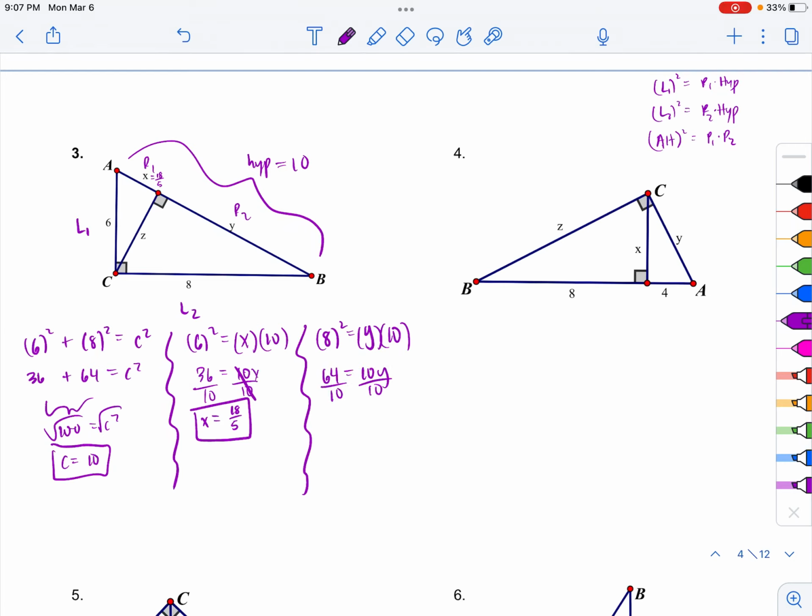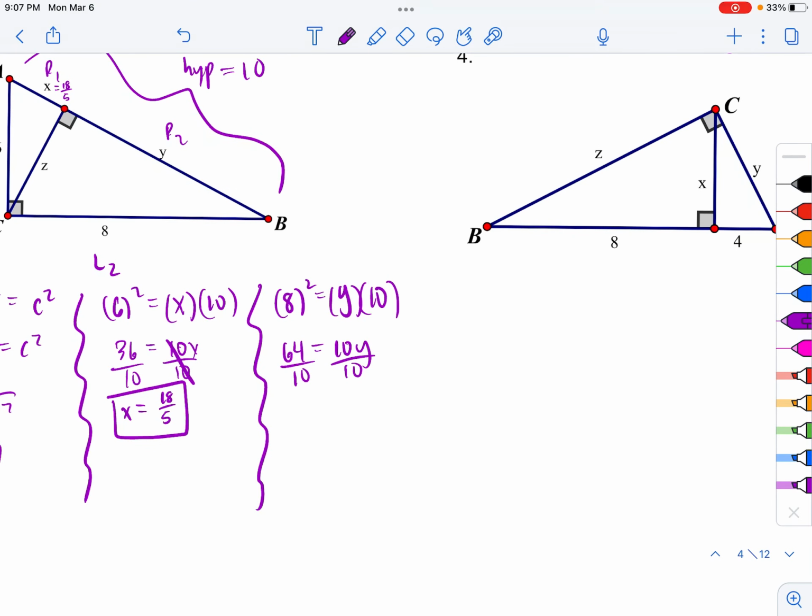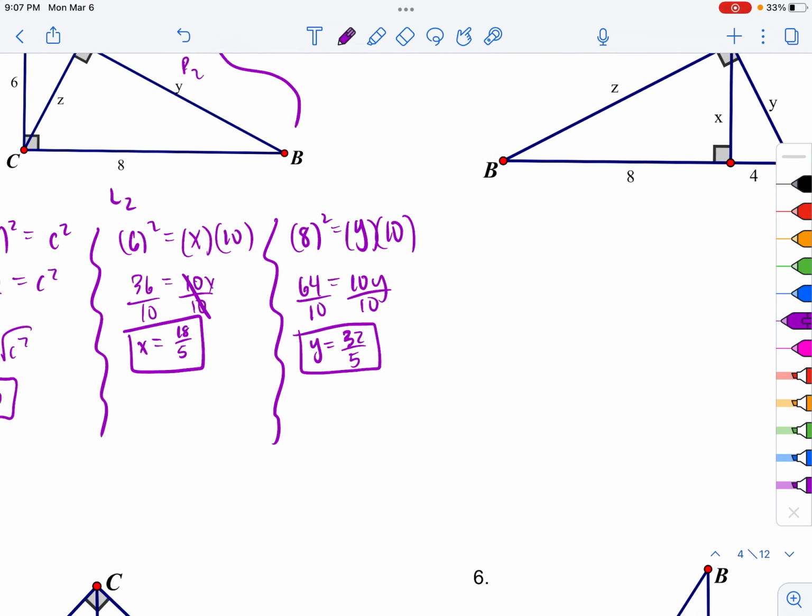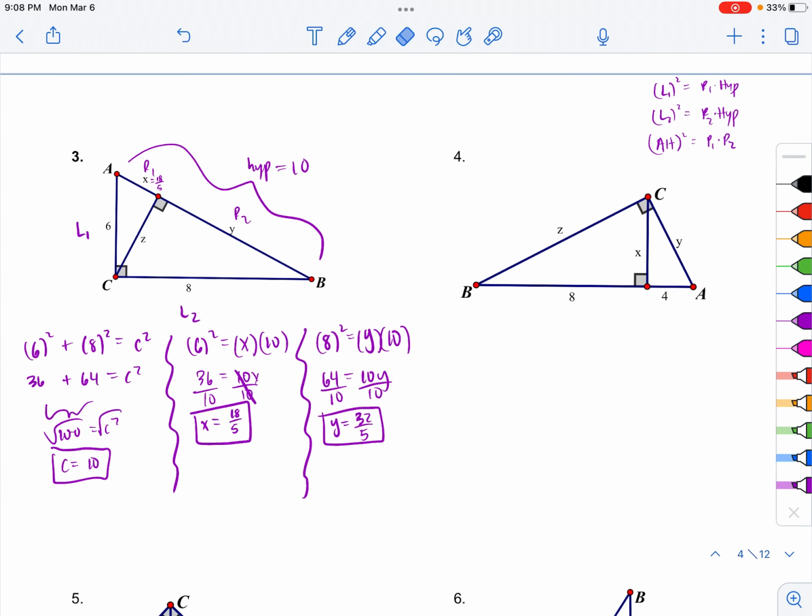Divide both sides by 10. And we should get y is equal to 32 over 5. And if you're wondering, these two do in fact add up to 10. They would add up to 50 over 5, which is equal to our 10. So either way you do this, it's really up to you. These are both valid ways to solve for part 1 and part 2.